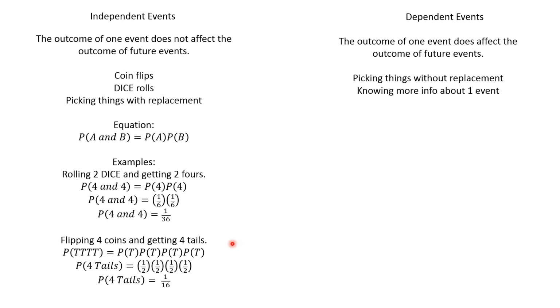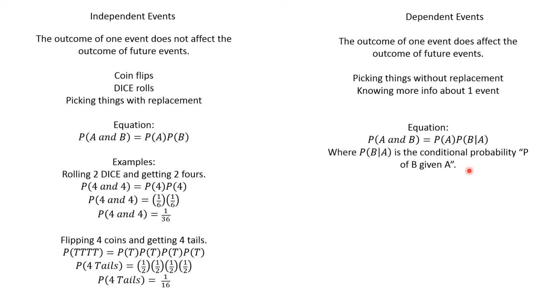But first, let's look at the equation. The equation is going to be very similar to the independent equation, except we have this funny thing. So the probability of A and B is the probability of A times the probability of B slash A. What that is called is a conditional probability. This is the probability of B given that A has already happened. So that's where you change the probability of the deck, the probability of the bag of marbles, things like that. So we know that A has happened. Now what's the probability of event B happening?